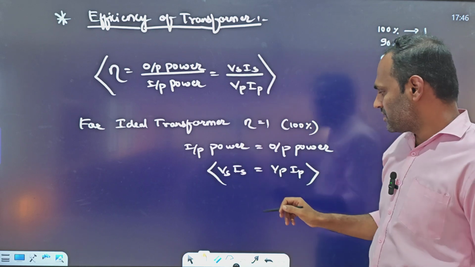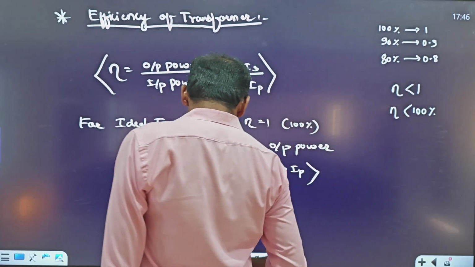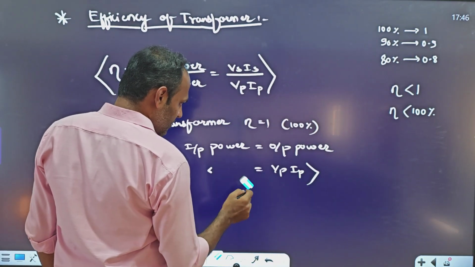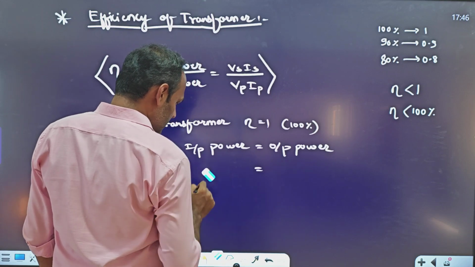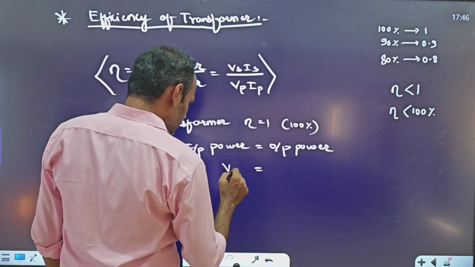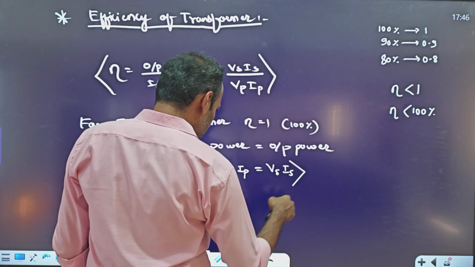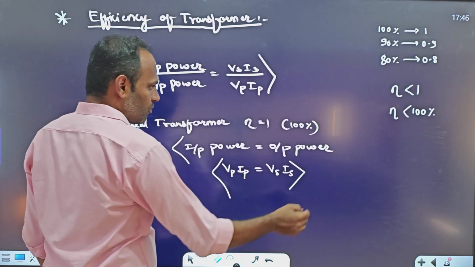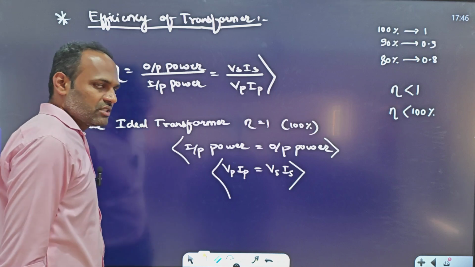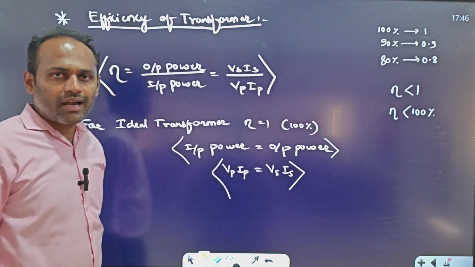So input power means, see, I have written in reverse here. Input power means it is primary voltage into primary current. Output power means it is secondary voltage into secondary current. So this is VP into IP is equal to VS into IS. Correct? This is what we can take. Input power is equal to output power and efficiency is equal to 1. For which? For ideal transformer.